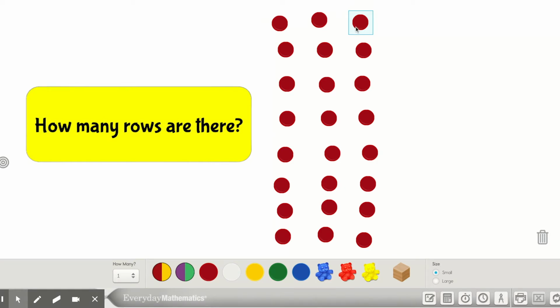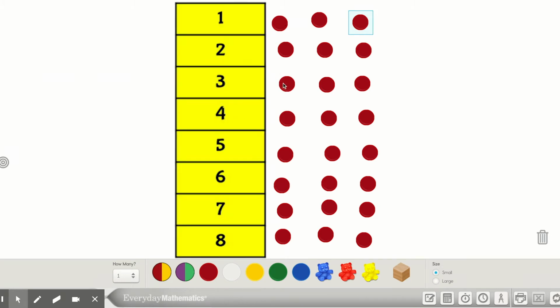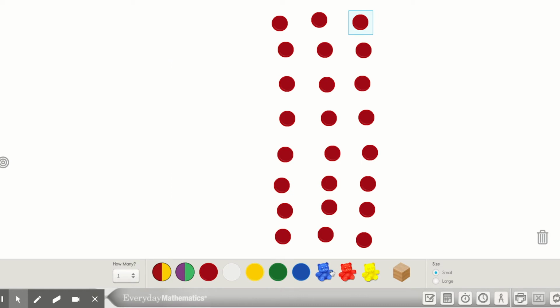So my question is, how many rows are there? So then you would count the rows. One, two, three, four, five, six, seven, eight. There's eight rows. Okay, so let's play another game.